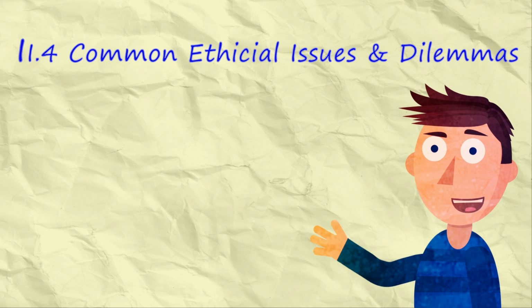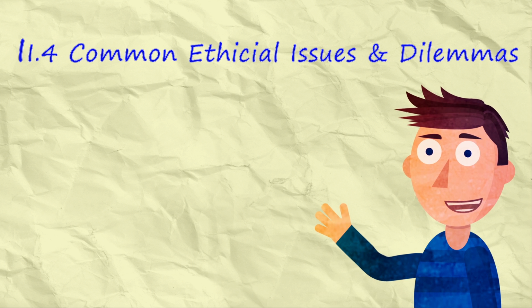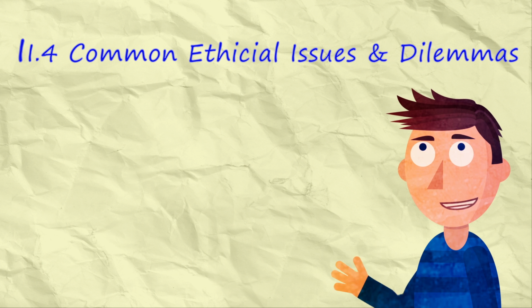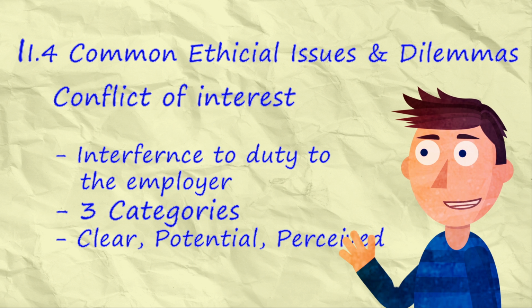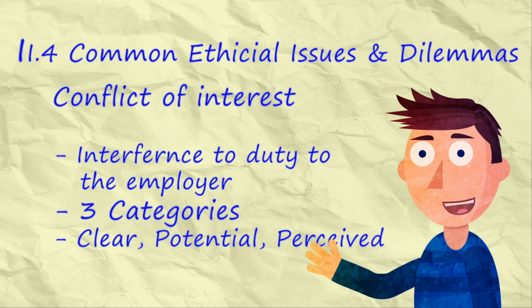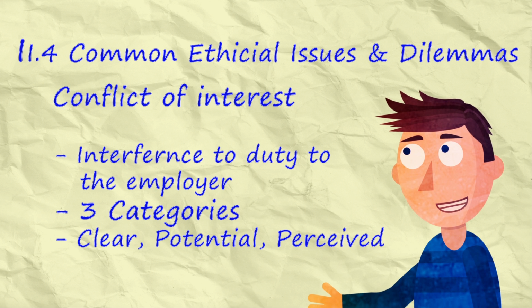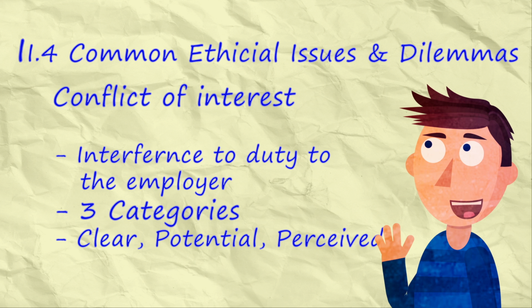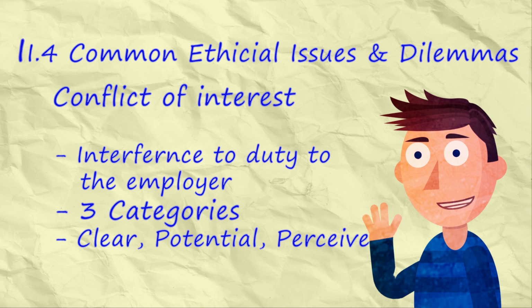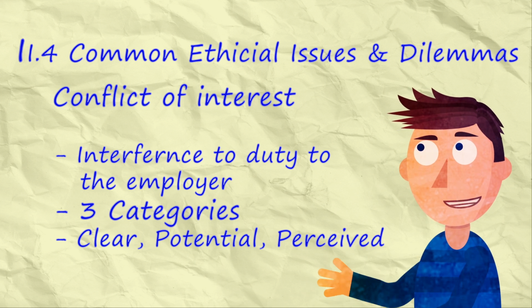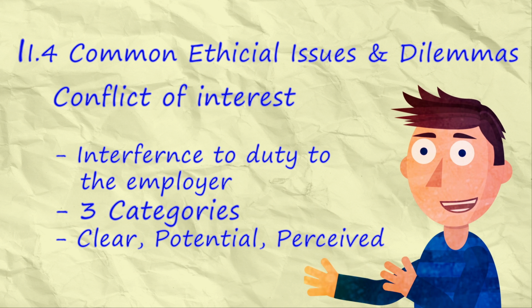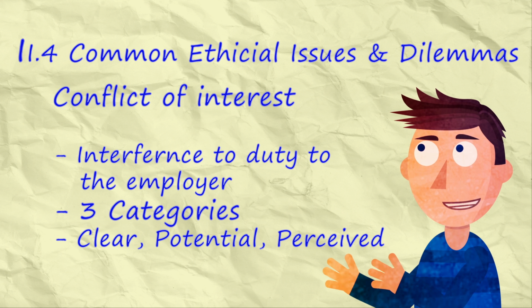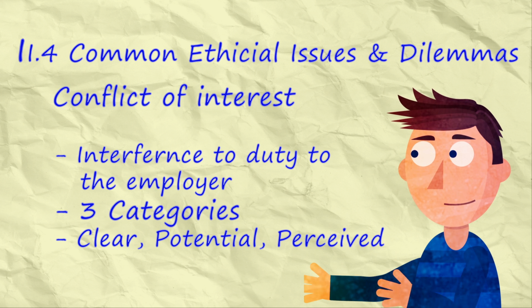Section 4. Common ethical issues and dilemmas, making ethical decisions. The first type of common ethical dilemma that you'll face is conflict of interest. Conflict of interest is when a professional receives benefit or has a relationship that interferes with their duty owed to the client or the employer. There are 3 categories of conflict of interest. Clear conflicts, a type of conflict that clearly compromises the professional service to the client or the employer.